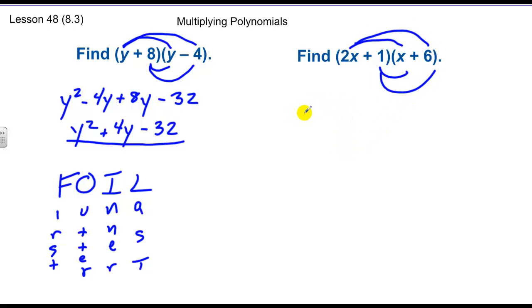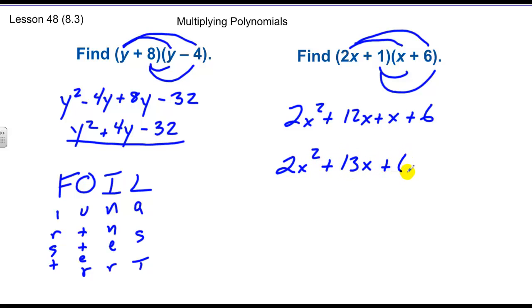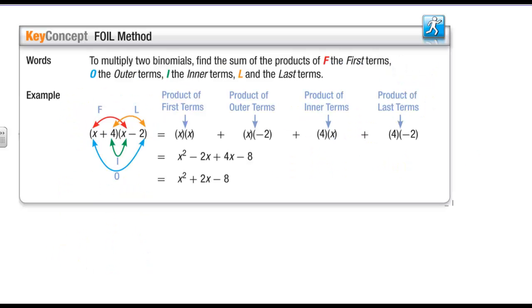Do those multiplications, get 2x squared plus 12x plus x plus 6, combine like terms, 2x squared plus 13x plus 6, and simplified. Again, here's the FOIL method outlined once again. I take the first terms, multiply them, second terms, multiply them, inner terms, outer terms, and we're all done.